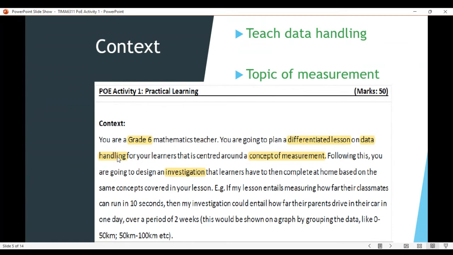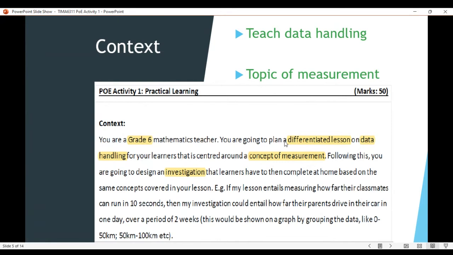All right. And it should be a differentiated lesson, meaning in my teaching and learning phase, I'm going to have different groups of learners and they are going to do different activities, all based on the same lesson, data handling, and the same concept of measurement. All right, I will explain again as we go on.